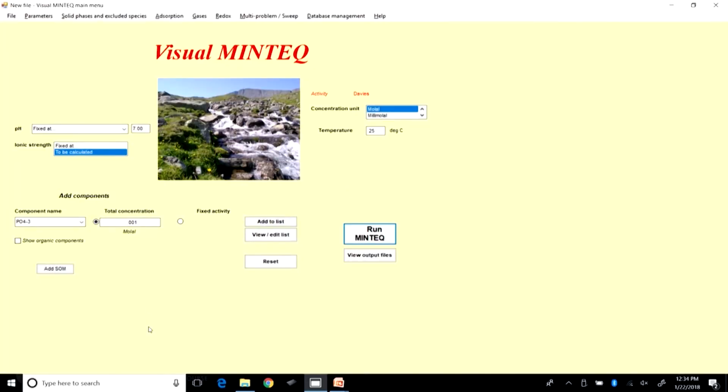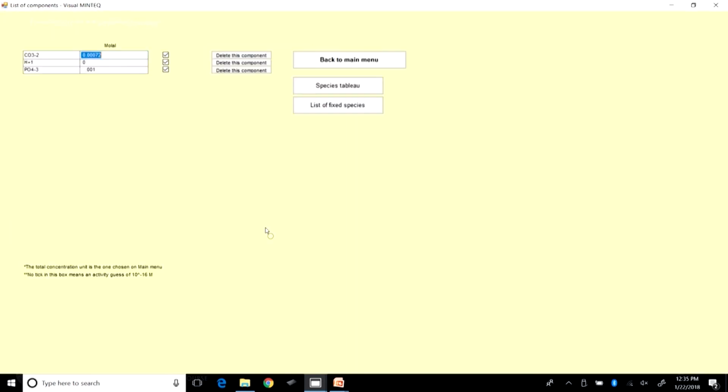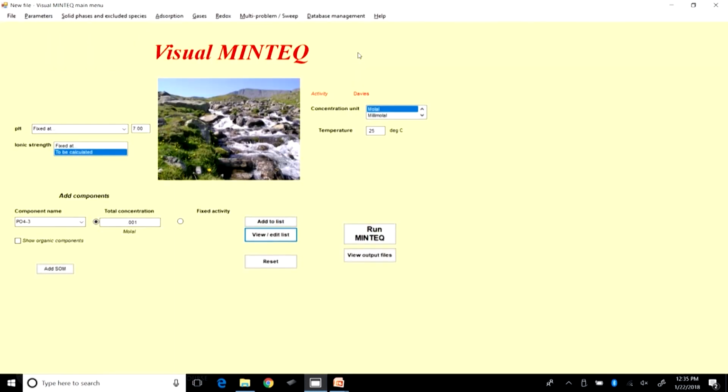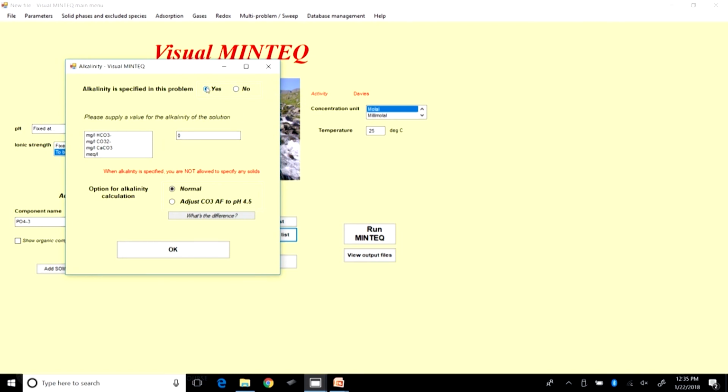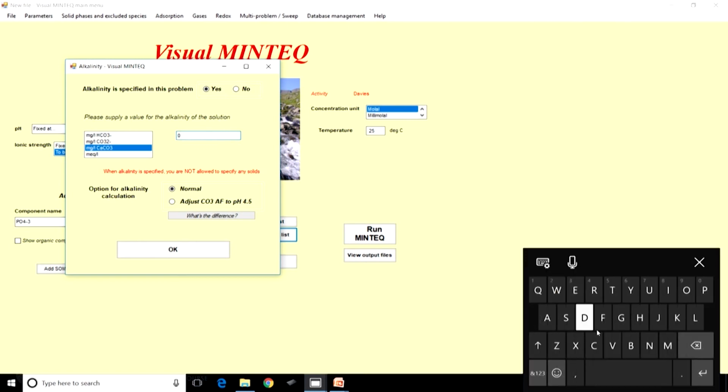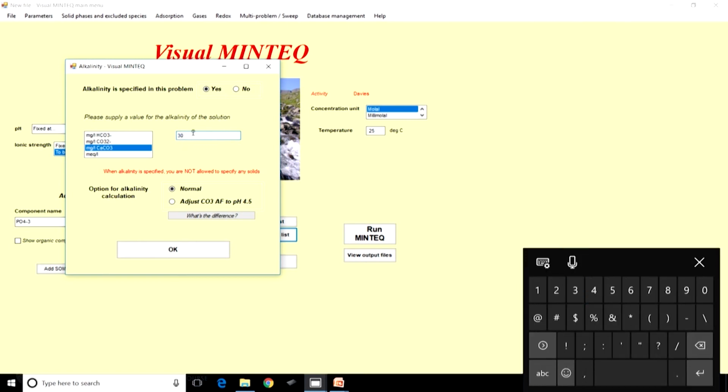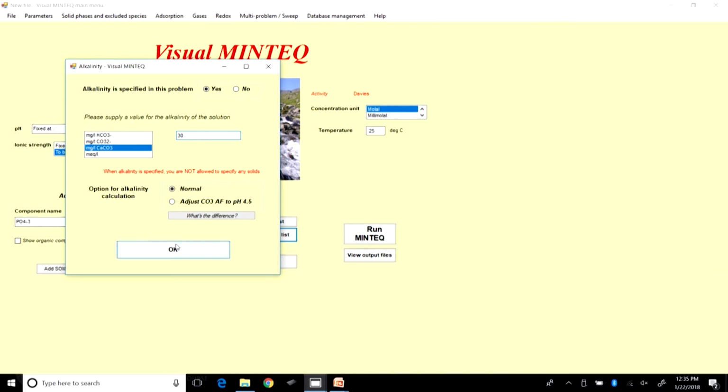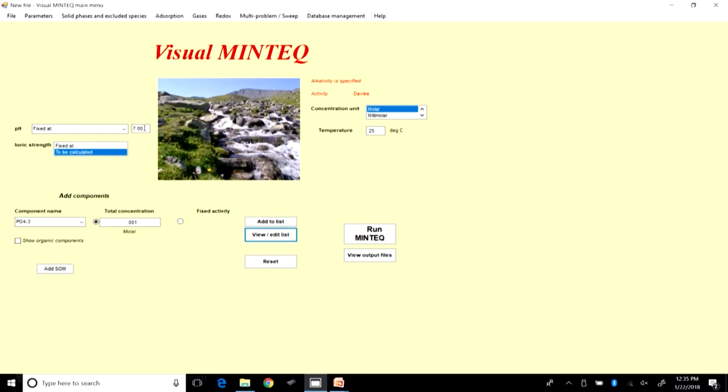So let's try to use VMINTEQ and look at a particular scenario. Let's go back to VMINTEQ and see how we can go through with that. Now let's edit the list from what we were up to earlier. I'm going to view and edit the list, delete this for now, and go back to the main menu. And I'm going to say there is pH and alkalinity. Enter pH and alkalinity, specify alkalinity, and let's say it's present as 30 milligram per liter as CaCO3, which we looked at earlier. Okay, and pH is going to be fixed at 7 for my example.